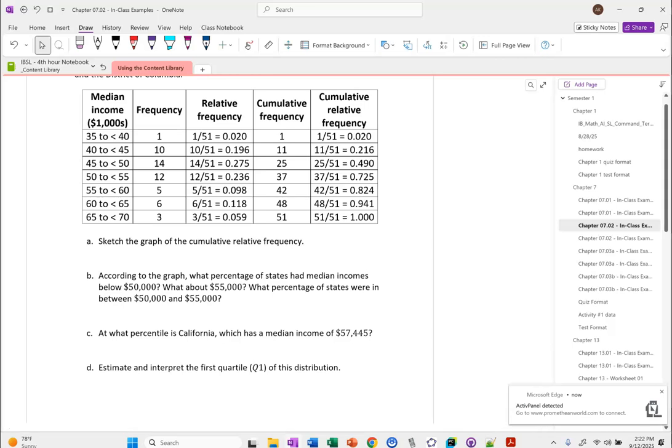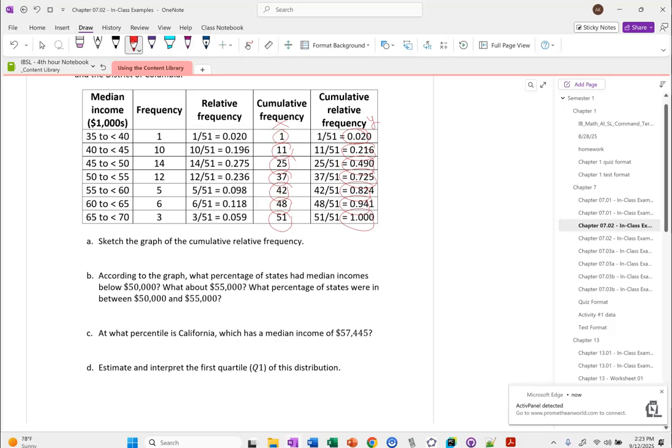So for this one, it asks us to sketch the graph of the cumulative relative frequency. So we'd be plotting these values. Everybody okay? Where this is X and this is Y. You could write those as percentages too and not decimals. That would be fine. So everybody feel okay?